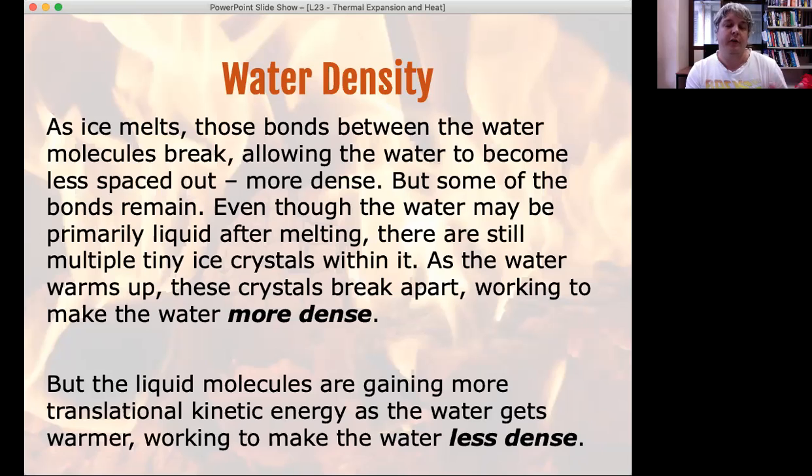They've all broken the bonds. We have no more crystals left. 4 degrees Celsius water is the densest that water can be. If you get any colder than 4 degrees, some of the ice crystals start forming again. The water gets less dense. It expands slightly. If you get warmer than 4 degrees Celsius, then we don't get any ice crystals forming, but now all the water molecules are getting a bit more of that translational kinetic energy. They're spreading out a little bit and the water starts expanding. So either way you go from 4 degrees Celsius, the water will start expanding. When you're exactly at 4 degrees Celsius, the water will be at its most dense.